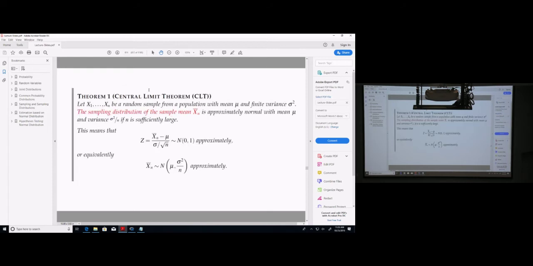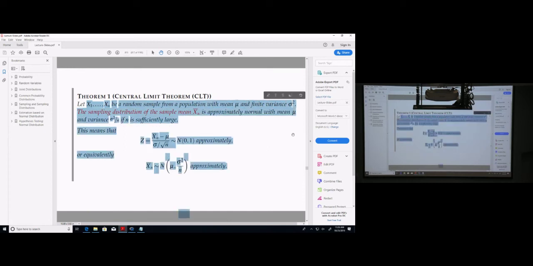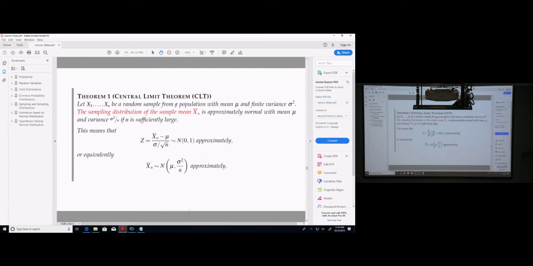Okay, so this is the statement here. X1 up to Xn be a random sample from a population with mean mu and a finite variance sigma squared. So I make no assumptions about the population. I only assume that it has a finite mean mu and a finite variance sigma squared. Now, it might seem that I'm saying something that is not always true.